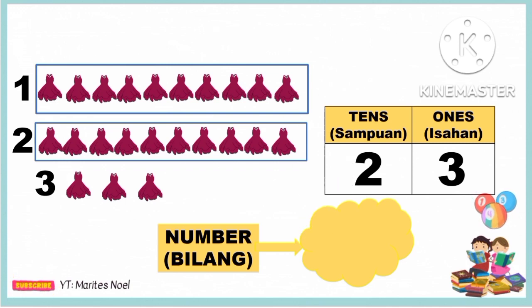Let us read it again. 2 tens and 3 ones. In Filipino, 2 sampuan at 3 isahan. So the number of dresses is 23. In Filipino, ang kabuang bilang ng mga bestida ay 23.